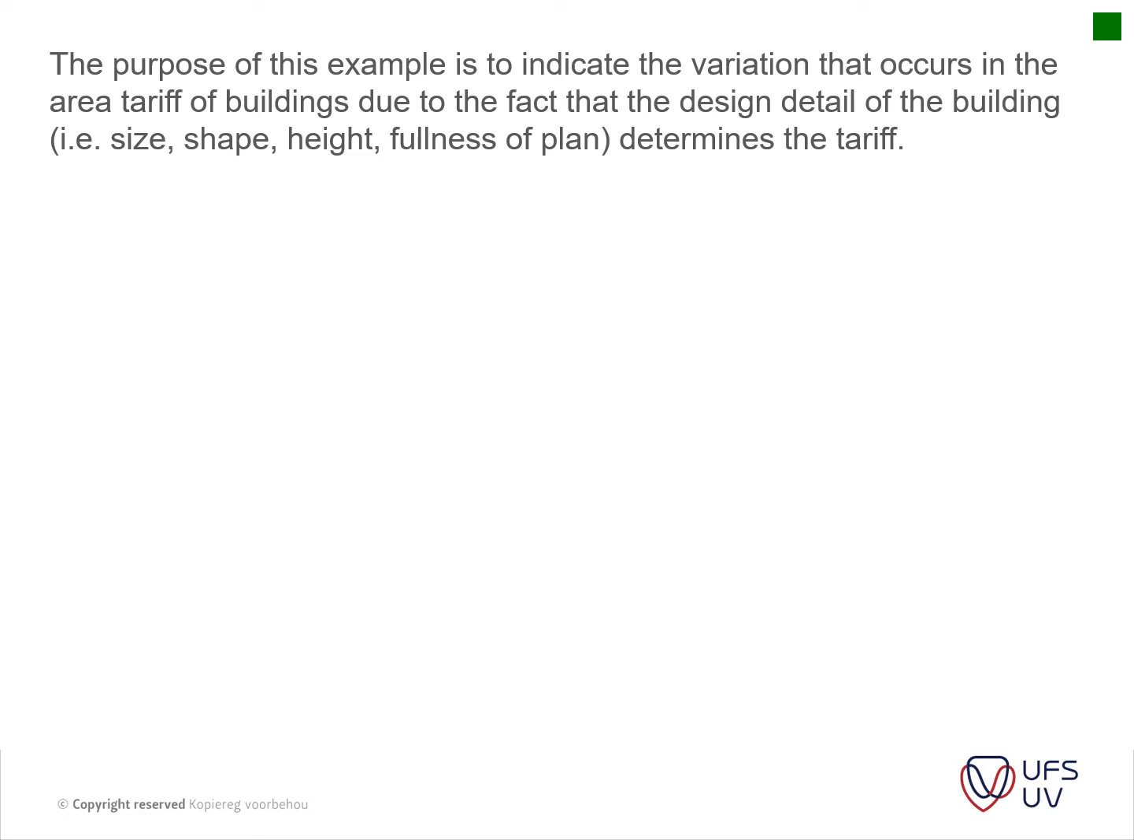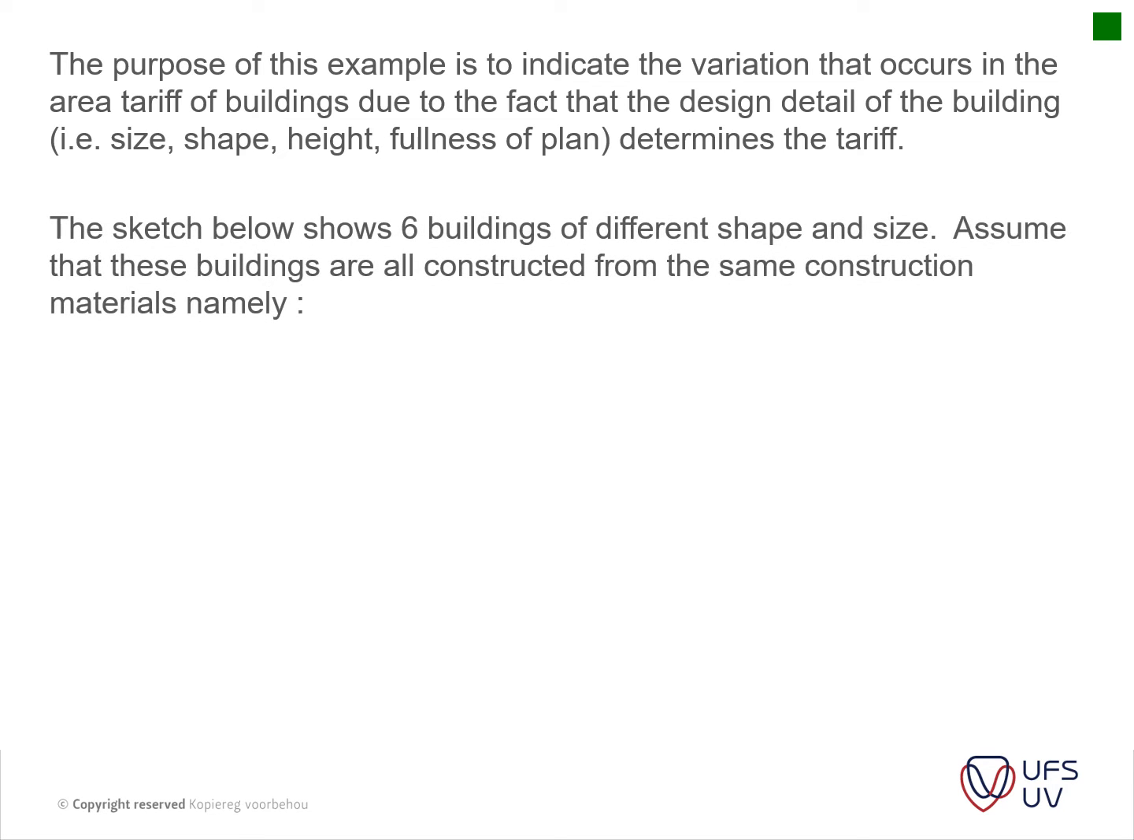Okay, so the purpose of this example is to indicate the variations that occur in the area tariff of buildings due to the fact that the design detail of buildings, for instance the size, shape, height, fullness of plan, determines the tariff. The sketch below shows 6 buildings of different shapes. Assume that these buildings are all constructed from the same construction materials.